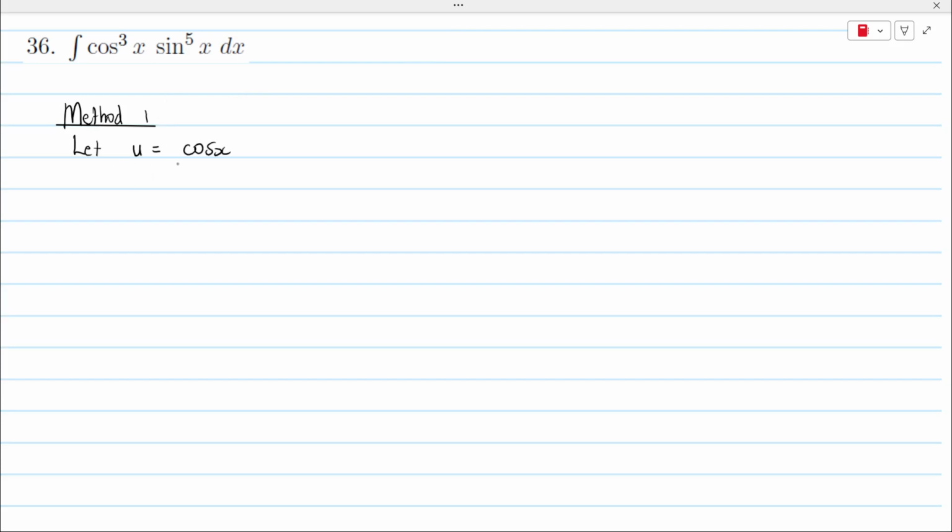So with method one, because I'm letting u be equal to cos x, I will then have to find the derivative of u. So I will say du over dx, the derivative of u in terms of x, equals the derivative of cos x. Now I will apply the rules for differentiation. I know that when I'm differentiating cos, it becomes a negative sign. So du over dx equals negative, and cos differentiates to sine x.